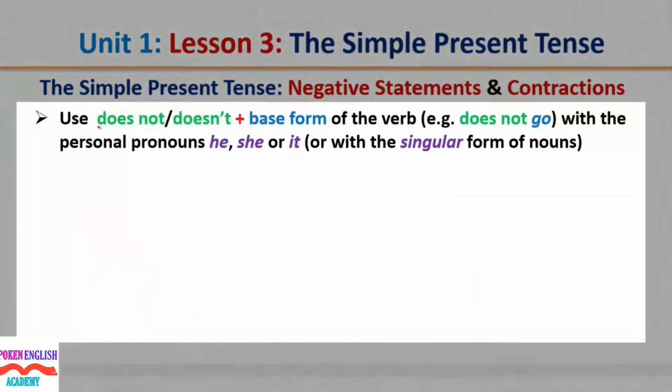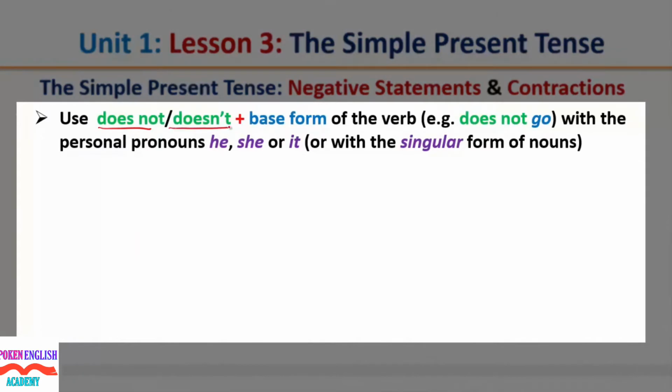Use does not or the contracted form doesn't plus the base form of the verb. For example, doesn't go, with the personal pronouns he, she, it, or with singular form of nouns. So when we have he, she, or it, or any singular form of nouns as a subject, we have to use does not or doesn't plus the base form of the verb.